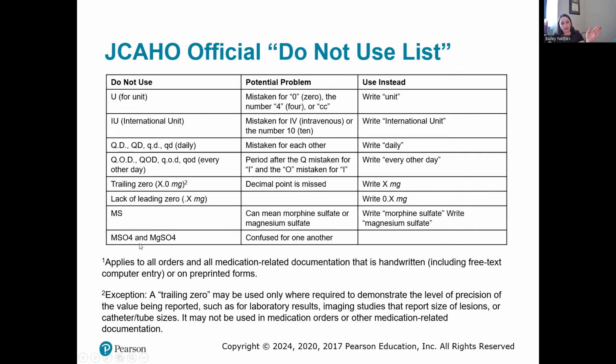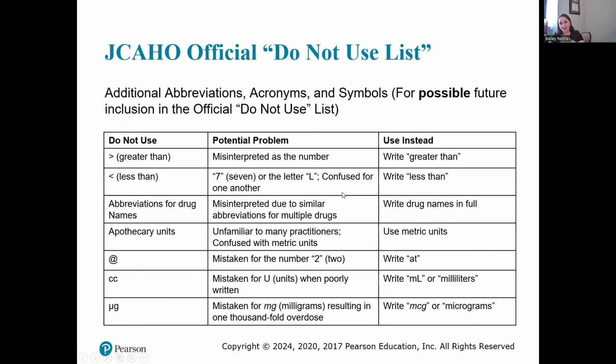You don't use MS or MSO4 or MgSO4 because they get mistaken for each other, and magnesium and morphine are very different. The other thing we don't use is greater than or less than equals because I ain't seen nobody ever get those right. Never. We don't abbreviate the names of drugs because you will misinterpret them. We don't use the at symbol.